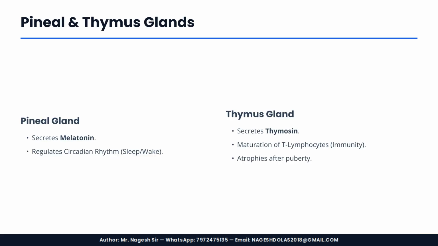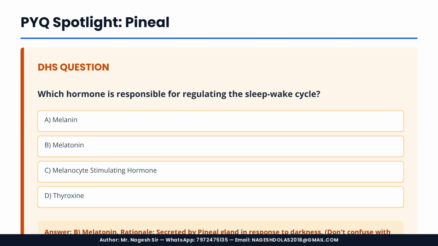The pineal gland secretes melatonin, which regulates the circadian rhythm, or the sleep-wake cycle. The thymus gland secretes thymosin, which is essential for the maturation of T lymphocytes for immunity, and atrophies after puberty. Which hormone is responsible for regulating the sleep-wake cycle?